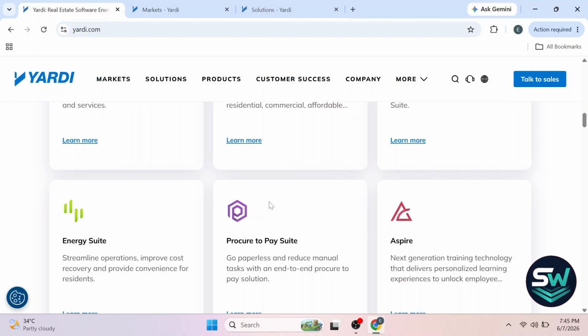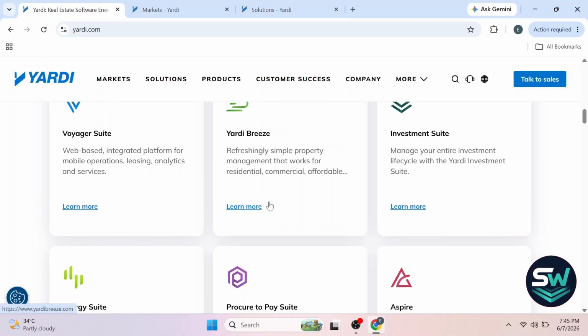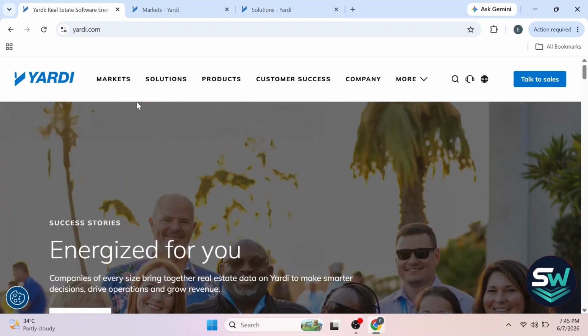Throughout this walkthrough, I'll explain what each section of the website contains and how it can help property owners, managers, investors, housing providers, and real estate businesses. So let's get started. So first of all, you'll be able to see a primary navigation menu at the top.